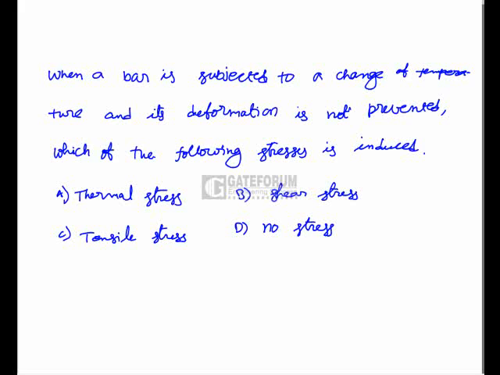When a body is subjected to a change of temperature and its deformation is not prevented, which of the following stresses is induced? Here the options are thermal stress, shear stress, tensile stress and no stress. Here, when a member is subjected to a change in temperature, and if it is allowed to deform freely, that means if there is no constraint for either extension or compression, then the member is not subjected to any stresses. So in the options, the right answer is D. There is no stress induced in the member when it is allowed to deform freely.